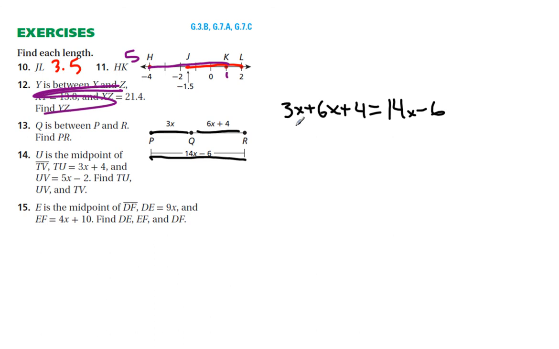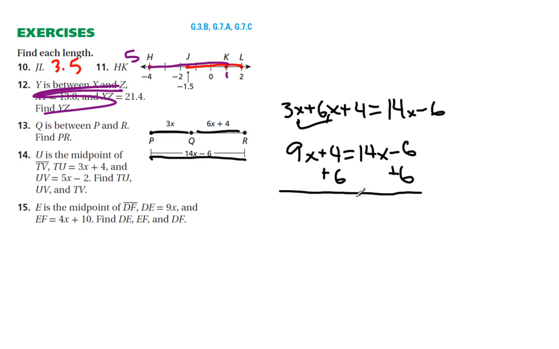We gather up our like terms here. So this is 9x plus 4 equals 14x minus 6. We simplify. So, yes, that's equal to. Yes. Alright. Could call it the addition property of equality if you want to be all technical over there.